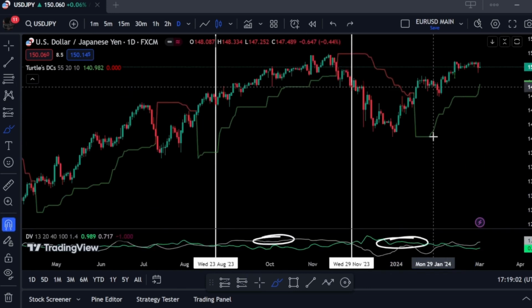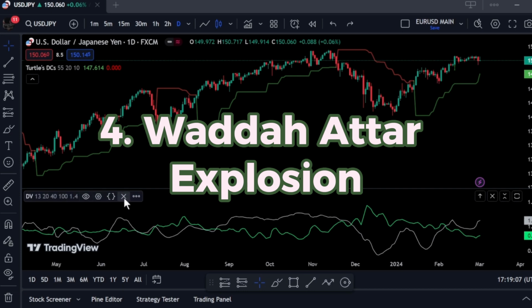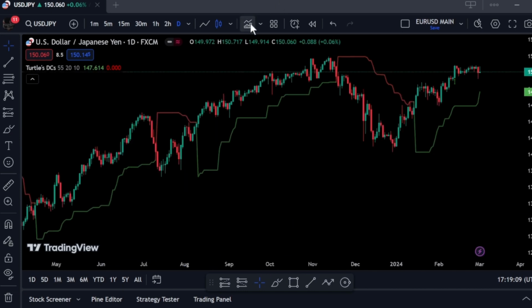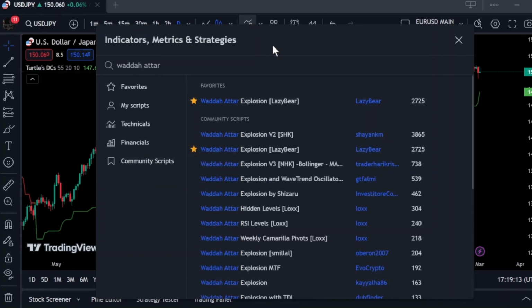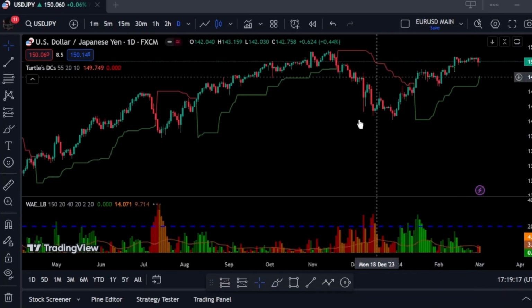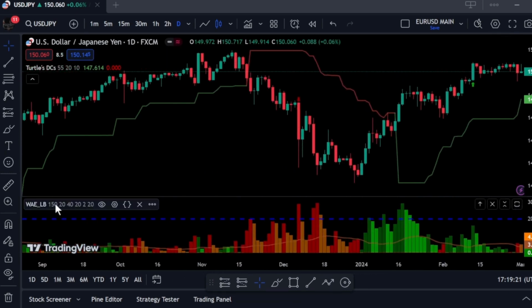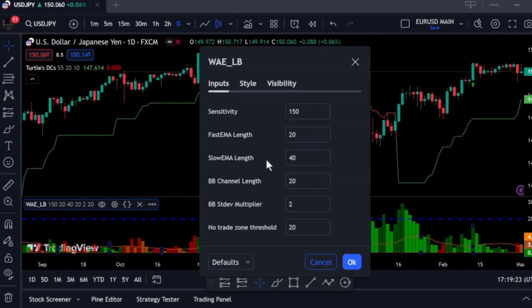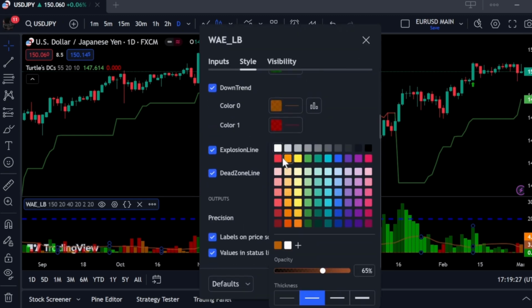Let's move on. The next indicator on this list is the Waddah Attar Explosion indicator. To add this indicator, click on the Indicators tab on TradingView. Next, search for Waddah Attar Explosion and go ahead and select the first one by LazyBear. Before we explain how this indicator works, go to the Settings tab of the indicator. Go ahead and change the color of the explosion line to white and also increase the thickness of the line, making it a little bit fatter. Now let's examine how this indicator works.